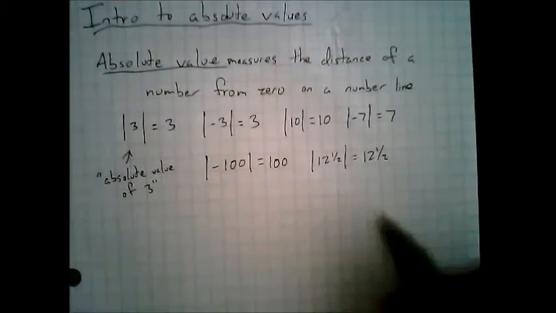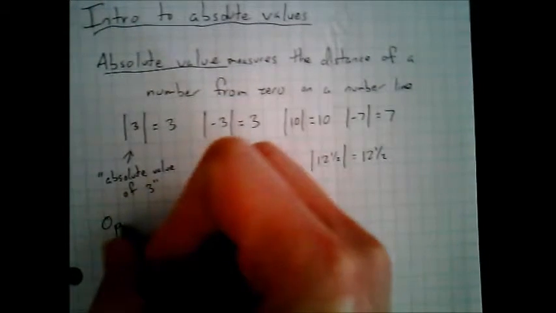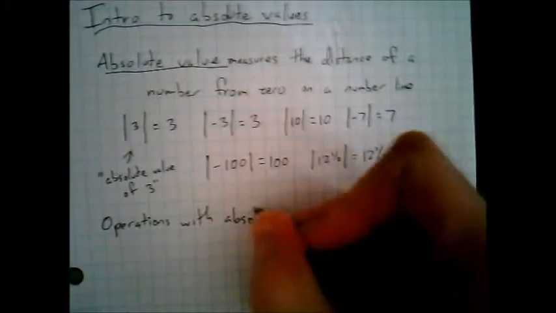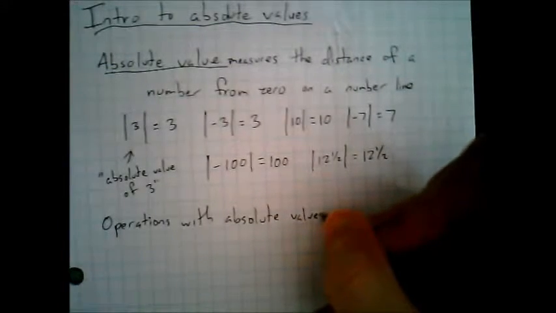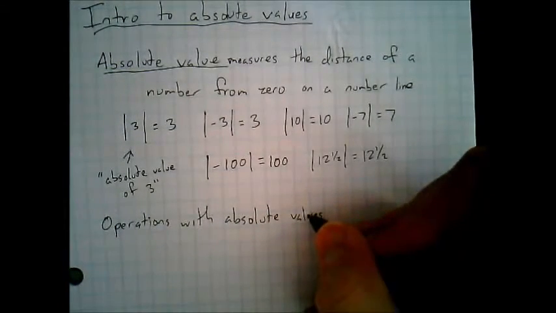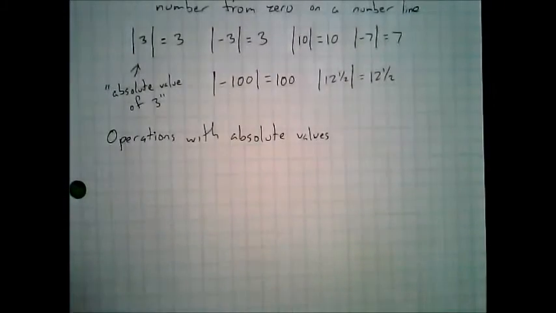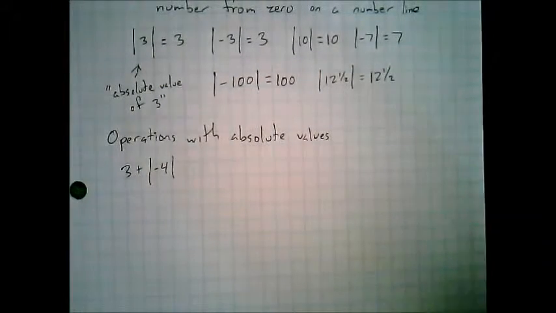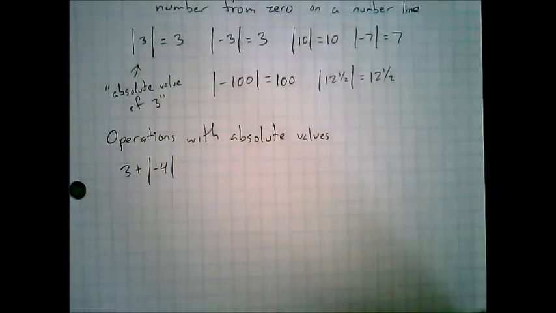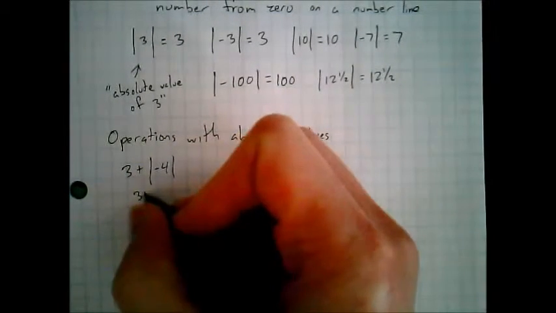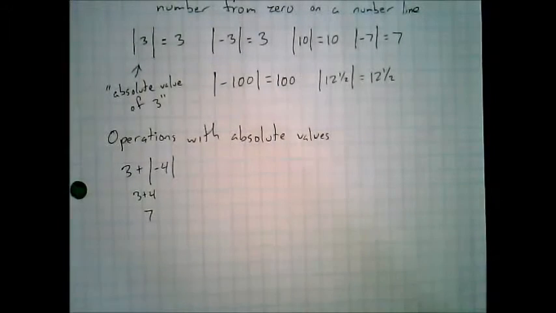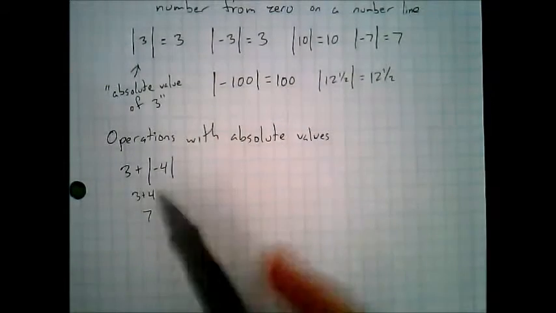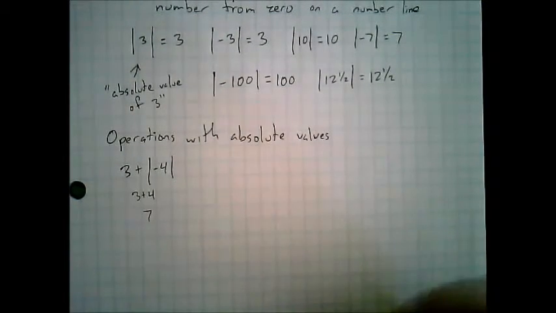Okay, so now let's look at operations with absolute values. Let's say we want to do 3 plus the absolute value of -4. Very simple. The very first thing we need to do is the absolute value of -4, which is +4, and 3 plus 4 is 7. Nothing weird, nothing difficult. The absolute value of -4 is 4, and then we're just doing 3 plus 4, which is 7.